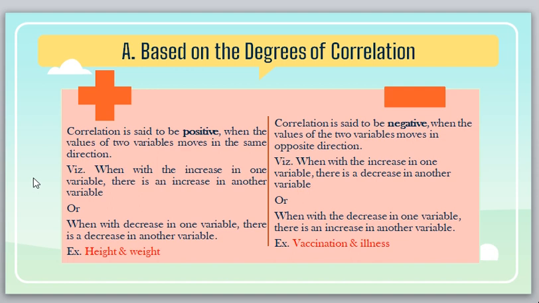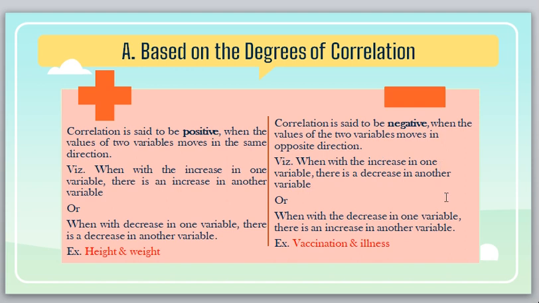That is when with the increase in one variable, there is an increase in the other variable, and with the decrease in one variable there is a decrease in the other variable. So for example, height and weight are directly proportional to each other. With the increase in height there is an increase in weight, with the decrease in height there is a decrease in weight. So these are directly proportional, and this is known as positive correlation.